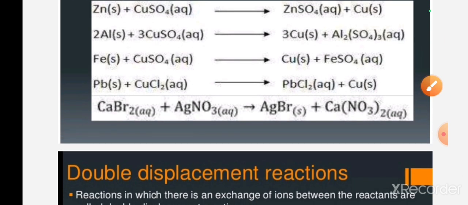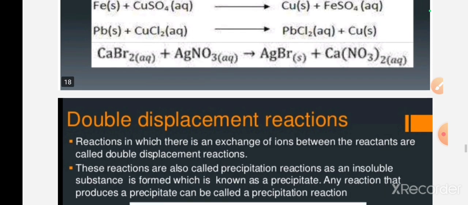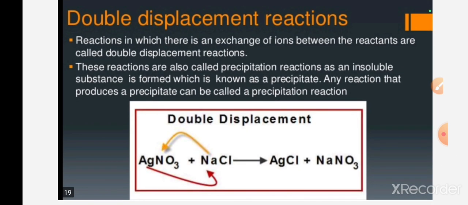Calcium bromide and silver nitrate. Okay, this is where a double decomposition reaction will occur. I'm not going to discuss that reaction. A double displacement reaction. What happened?